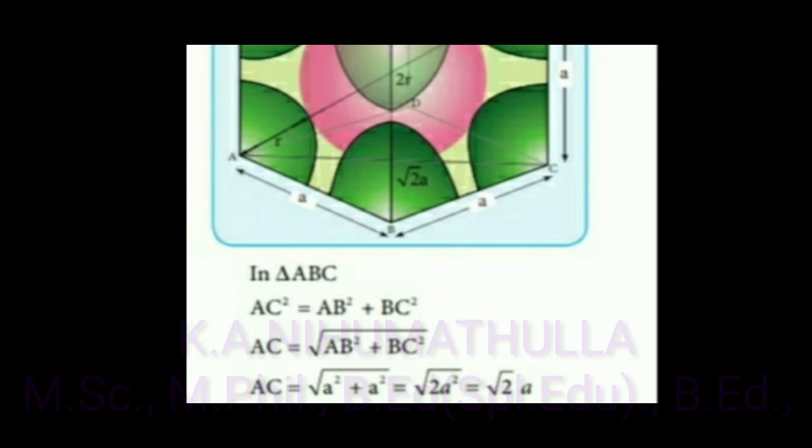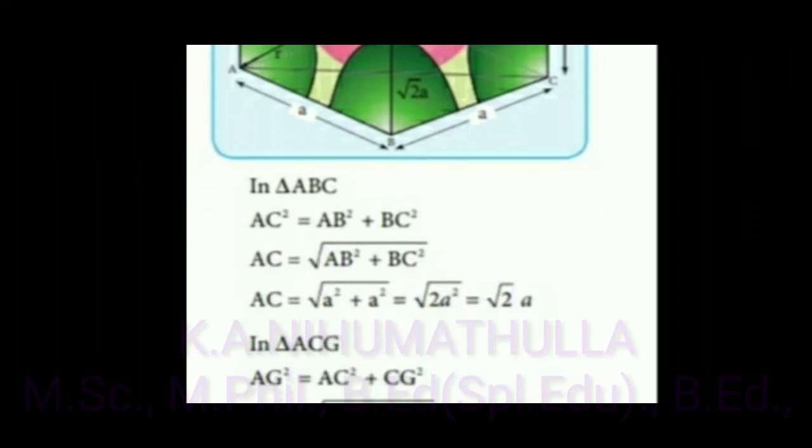In the right angle triangle ABC, AC squared equals AB squared plus BC squared. AC equals root of AB squared plus BC squared. We know AB is unit length a and BC also is unit length a. So AC equals root of a squared plus a squared, equals root 2a squared, which is root 2 times a.